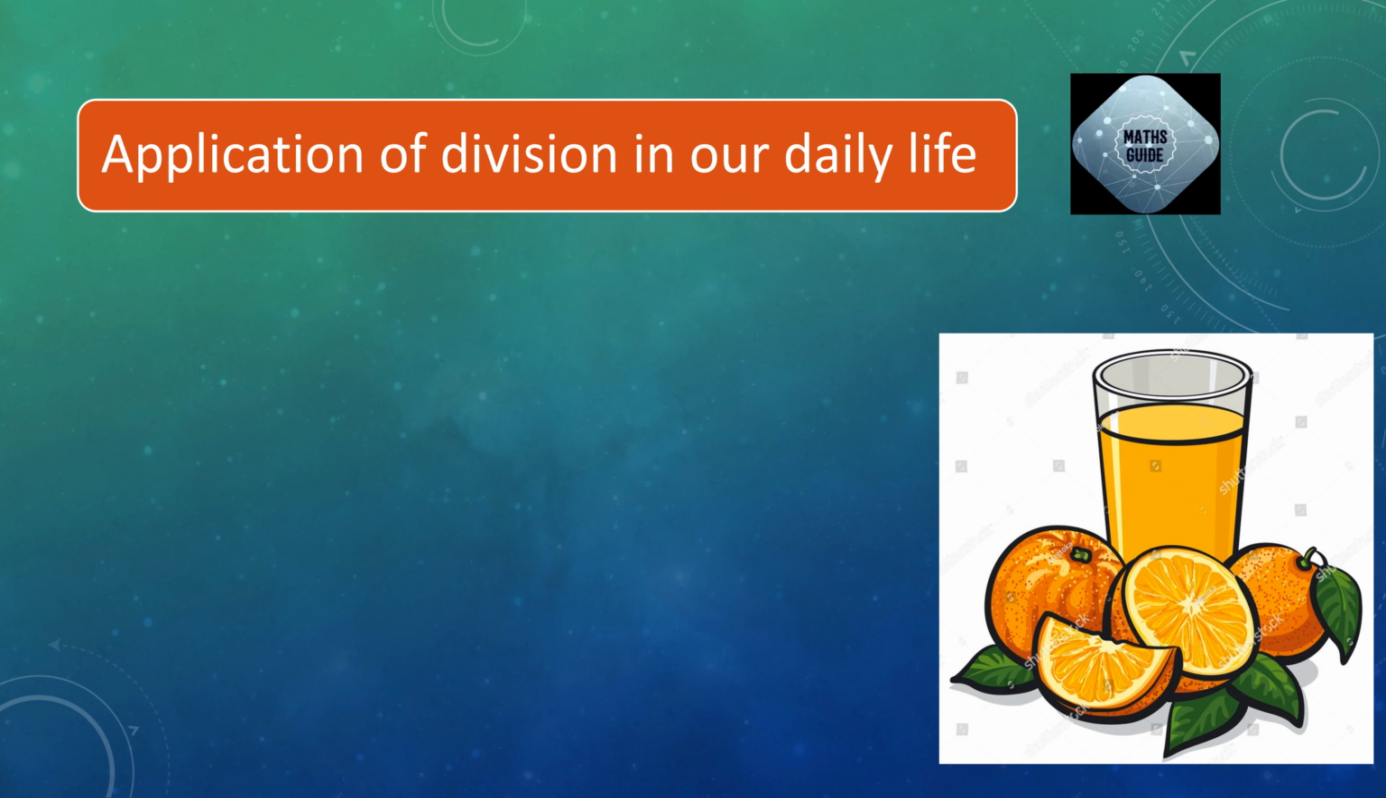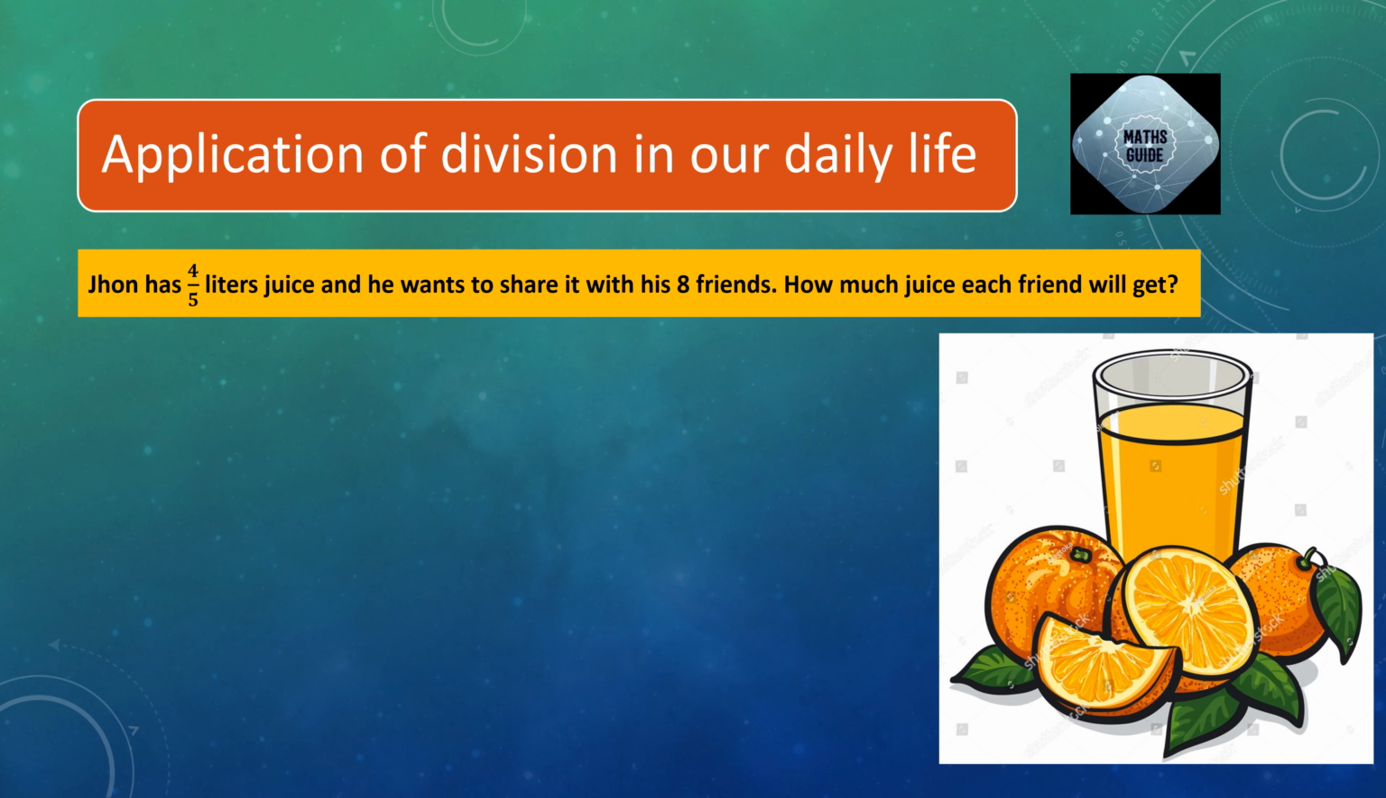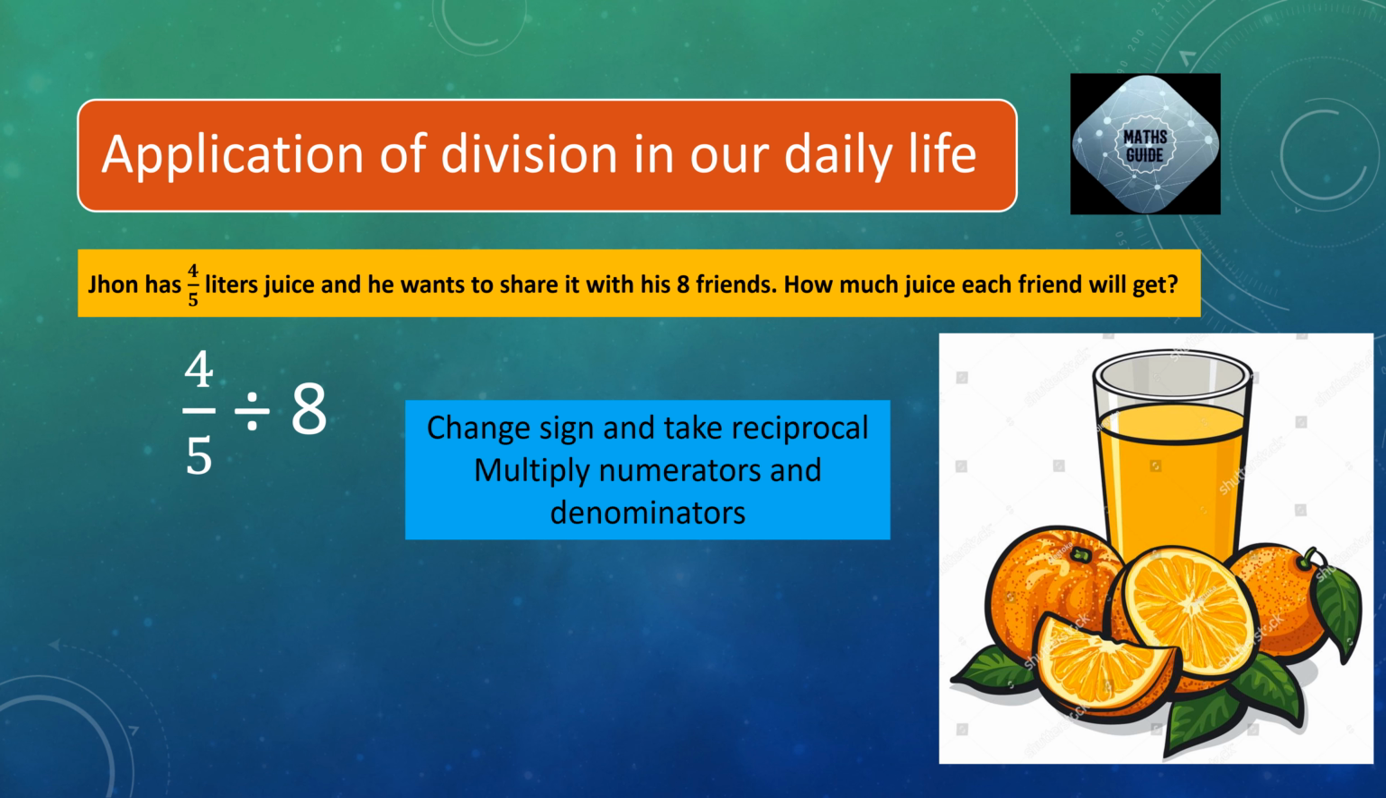Now take another example. John has 4/5 liter juice and he wants to share it with 8 friends. How much juice each friend will get? As you know, sharing means dividing something. Here 4/5 liter juice will be divided into 8 friends, so we will divide 4/5 by 8. Keeping in mind the steps, keep the first fraction, change division symbol into multiplication symbol, and take reciprocal of the second fraction. Now we will simplify the fraction if possible, otherwise multiply numerator and denominator.